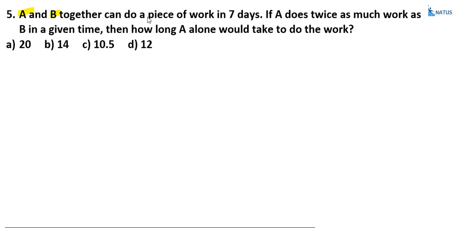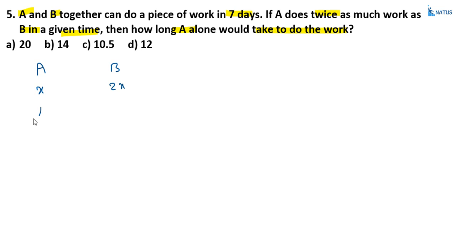A and B together can do a piece of work in 7 days. If A does twice as much work as B in a given time, then how long A alone would take to do the work? Here two persons are there. Those two persons are A and B. A does twice as much work as B. Suppose A can complete the work in X days. What about B? B can complete the work in 2X days or not? Why? Because A does twice as much work as B in the given time.